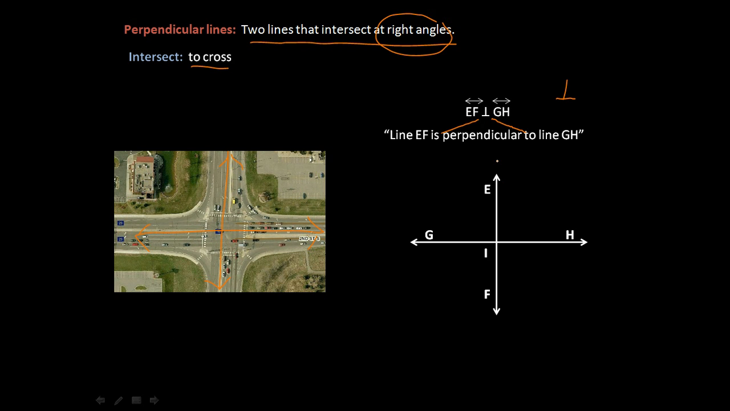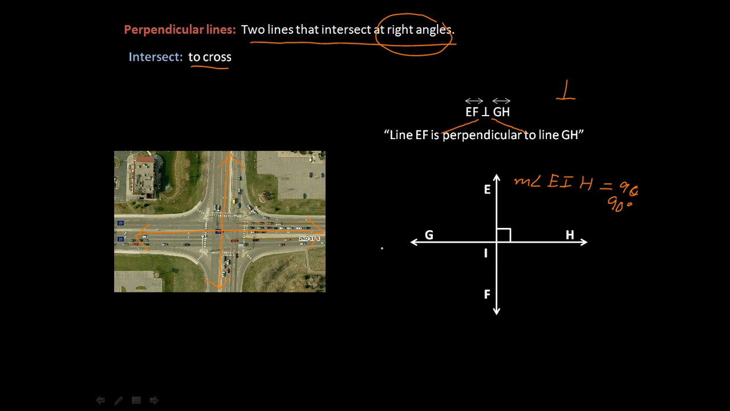So the idea of perpendicular lines, if I told you that EF is perpendicular to GH, then that means that they meet at 90-degree angles. So if two lines are perpendicular, that means that they meet at a 90-degree angle. So that means that this angle, EIH, is a right angle. So we can say that the measure of angle EIH is 90 degrees. Okay, 90 degrees.